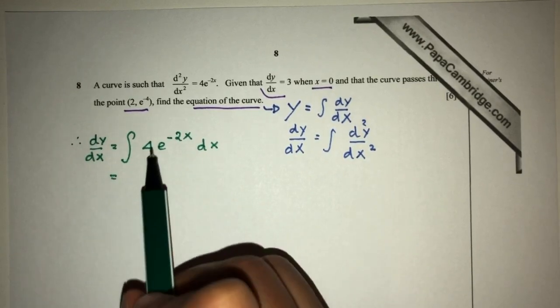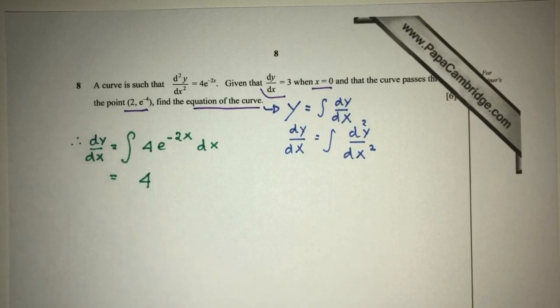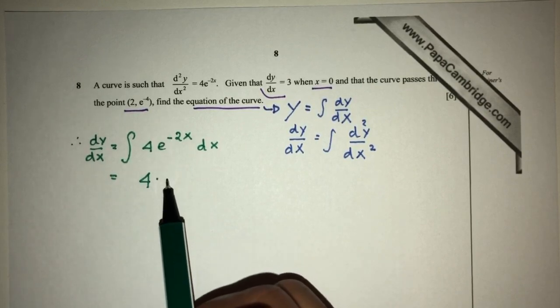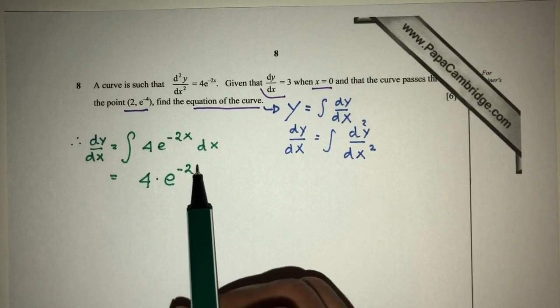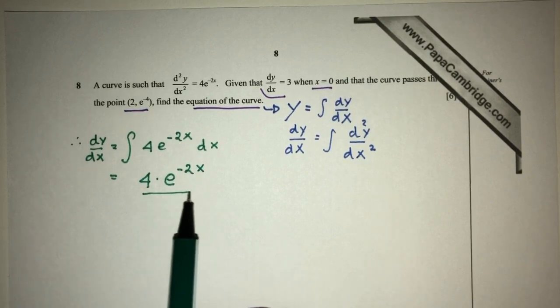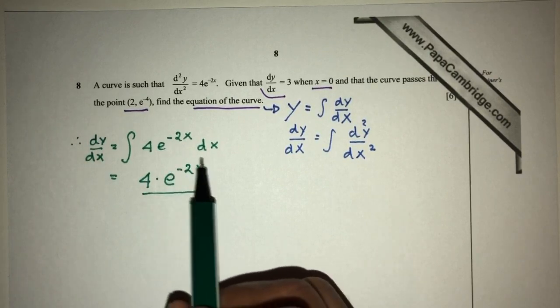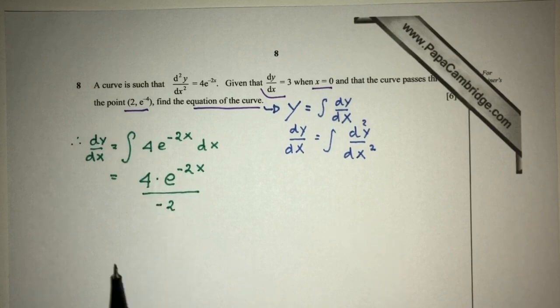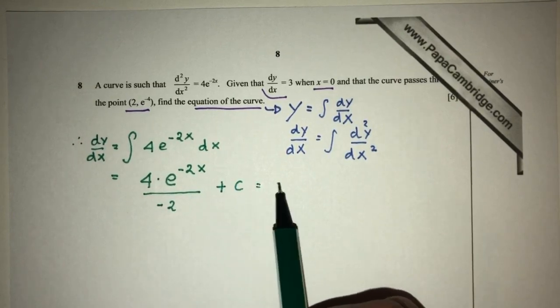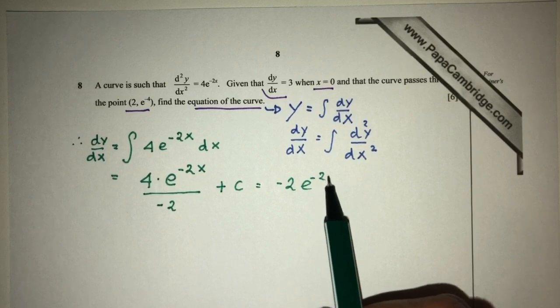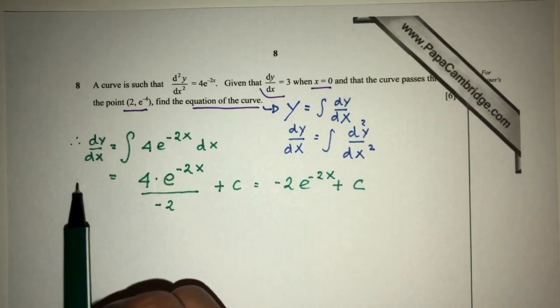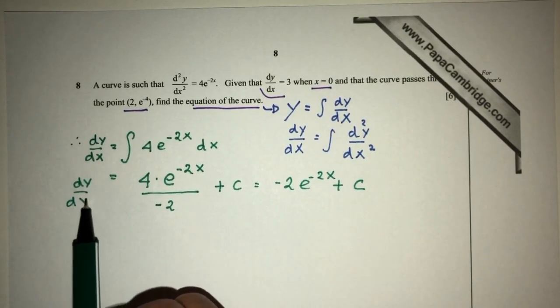That will be, 4 is only a multiple, it will be 4. Exponential, we write the same thing, 2x. Then we have to divide by the differentiation of this term, that should be -2. And then plus c. That will be -2 exponential minus 2x plus c. That is dy by dx.